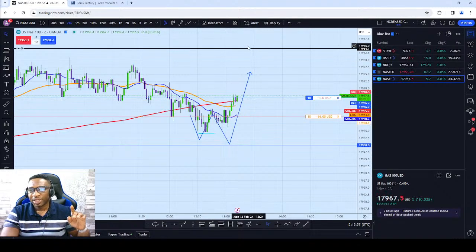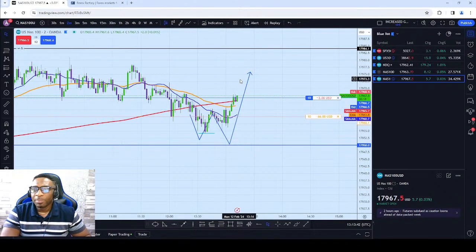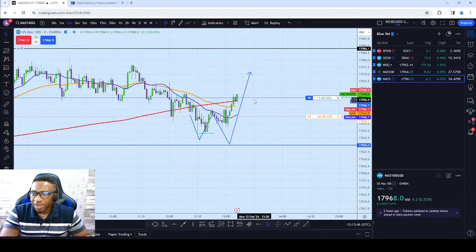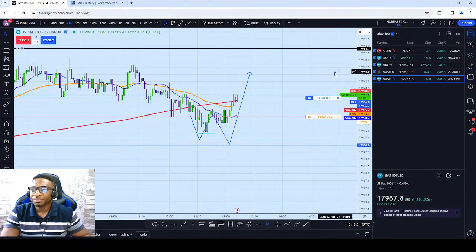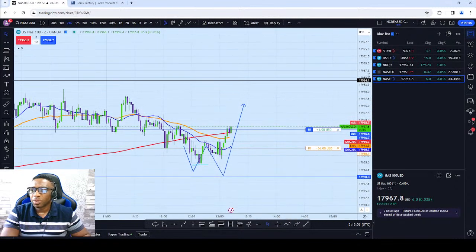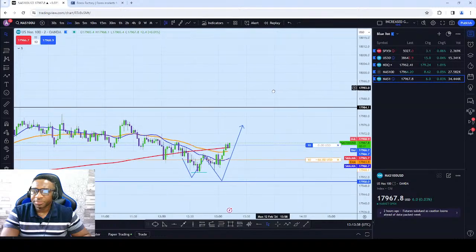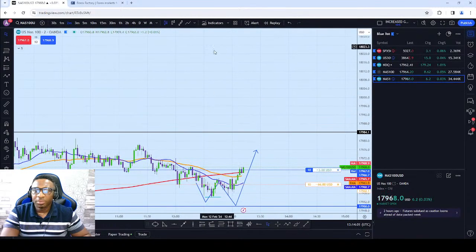So if it has to get here, it will still pass beyond our entry level. So now it's beyond our entry level, so we hope to hit this first target. Then if it keeps on moving upward, we'll go to the next one.